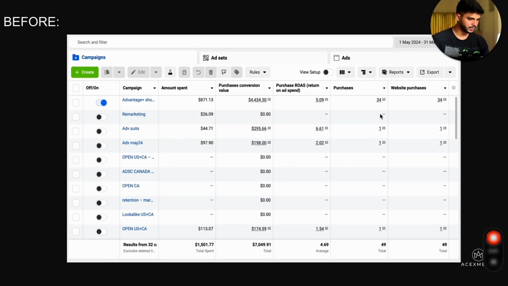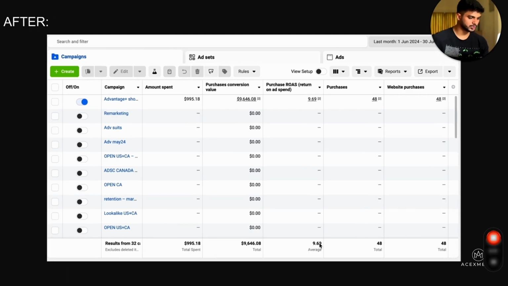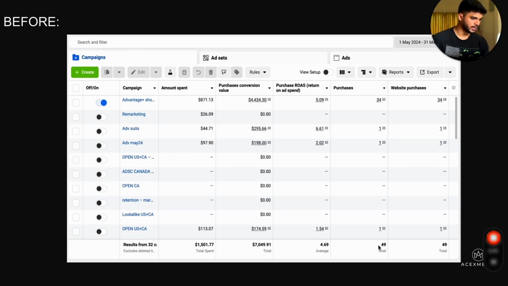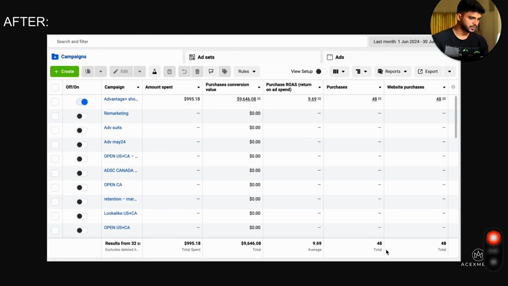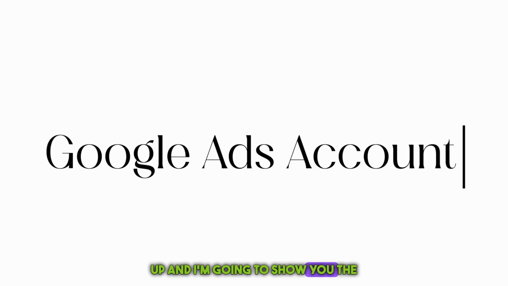So if you compare the numbers, then we dropped the ad spend by $500 and we were able to get the ROAS from 4x to almost 9.6, which is close to 9.7, close to a 10x ROAS. But if you notice the sales, they almost remain the same, right? 48 sales and here 49 sales. So we were still able to get the revenue up, and I'm going to show you the Google Ads account as well.